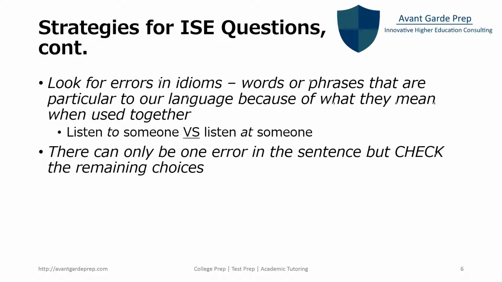There can only be one error in the sentence, but check the remaining choices. So this just goes back to consider all answer choices before locking in your final answer. Even if you find one that you think is an error, make sure to check the other choices just to be sure. There's not going to be more than one error.